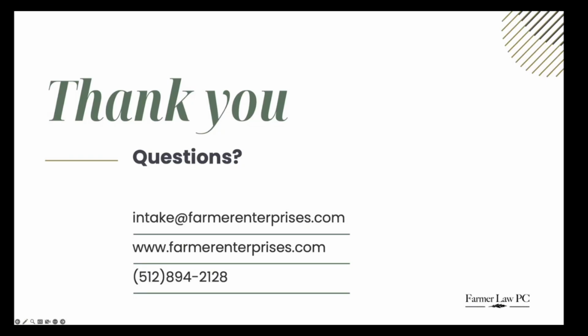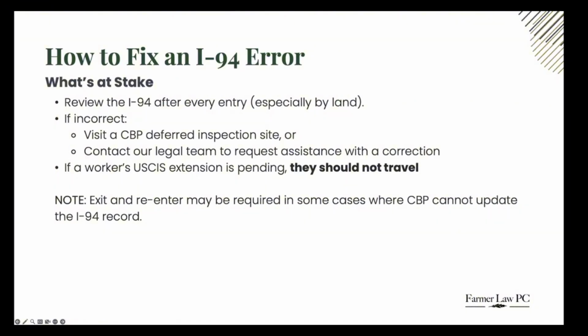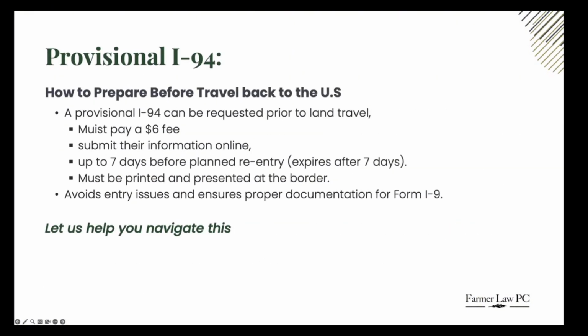So the provisional I-94 is typically recommended when we have a certain issue. For example, when we know that a worker has entered by land, we typically see that they don't receive an I-94 generated in the system. So for example, if they have a bus transportation or they use a train into the US, they're likely not to get an I-94. That's when a provisional I-94 comes into place. So it's not going to apply to every worker.